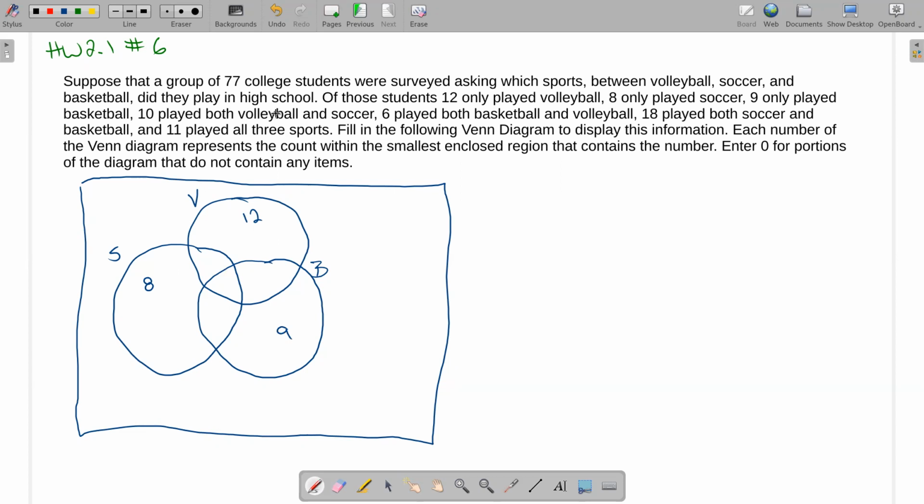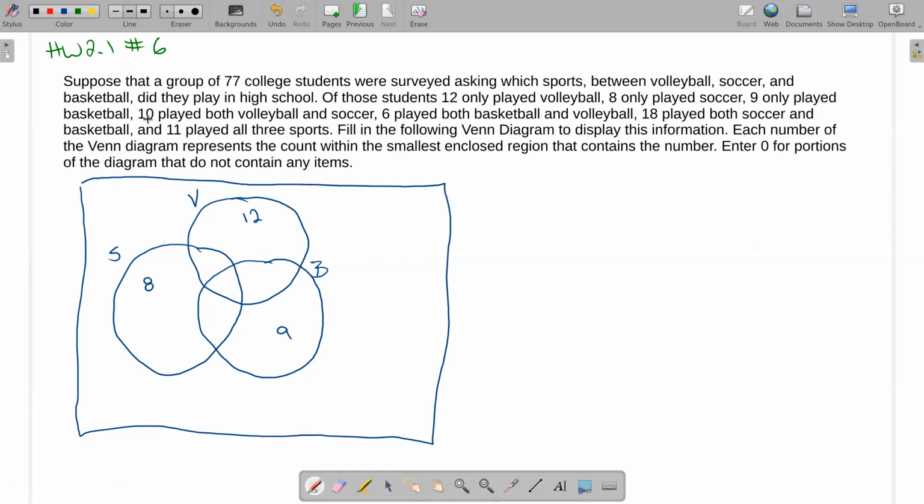10 played both volleyball and soccer. All right, volleyball and soccer. Now I have a little bit of a confusion there, because that would be this whole crescent, unless they aren't using the language properly. Let's keep reading. 6 played basketball and volleyball. So I think that should be this region. 18 played both soccer and basketball, and 11 played all three. All right, that information doesn't work together. So I think this could have been worded better.